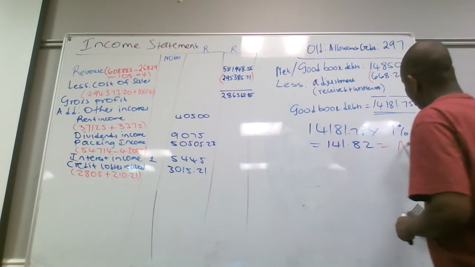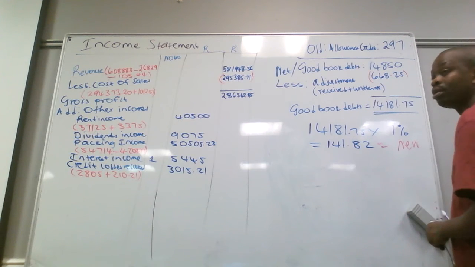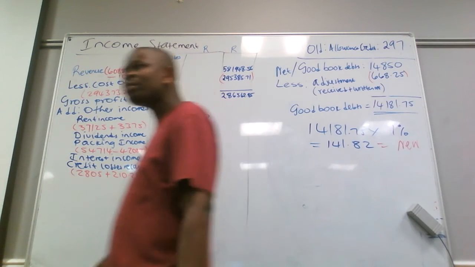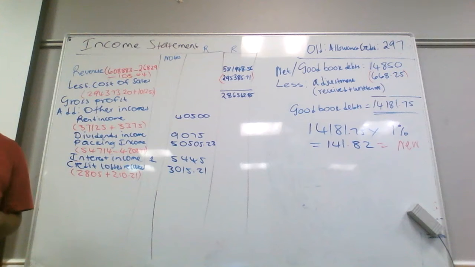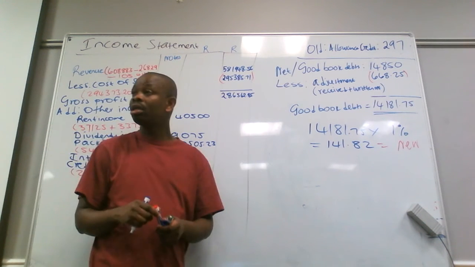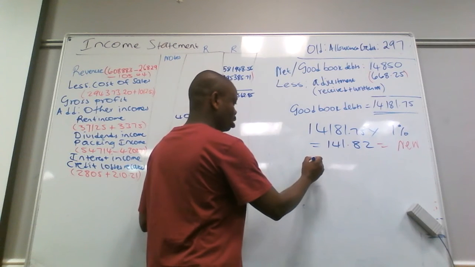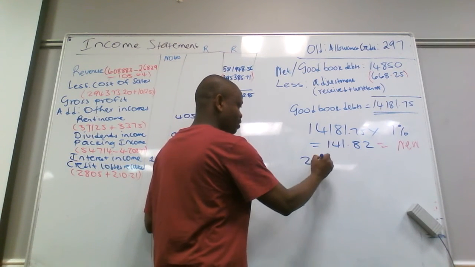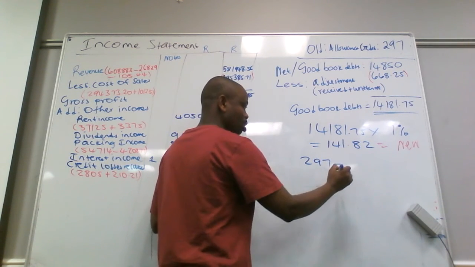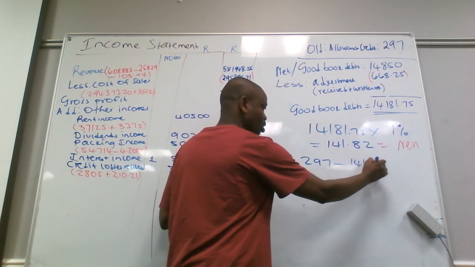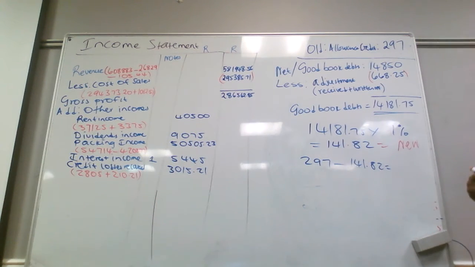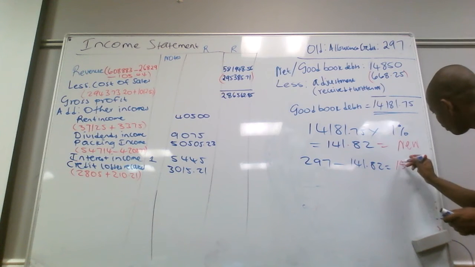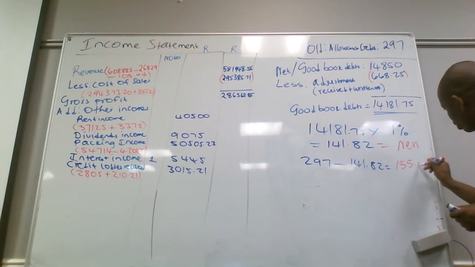This is what? Didn't we do the same process for the other allowance? Okay, what is the next step? Because I didn't finish it. Subtract. How will I subtract? 297 minus 141.81. How much? 155.18.